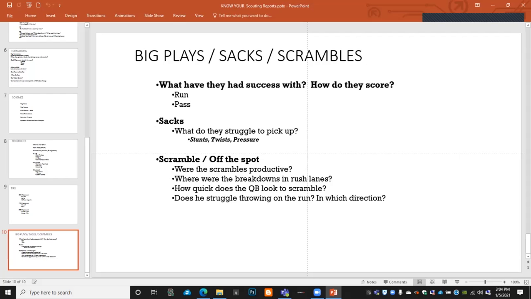And then, how is he throwing on a run? If they do any type of sprint out, and if it's always one way or the other way, how does he throw on a run?